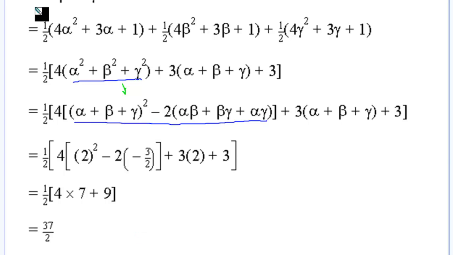So as you can see, that technique is a nice one to know as well, and start to be able to manipulate our equations to help us solve these types of problems using the roots and the coefficients of the equations that we're given.